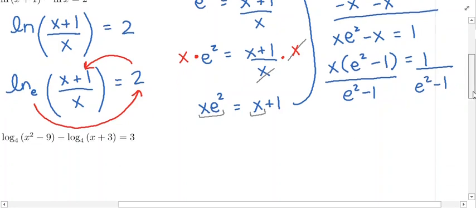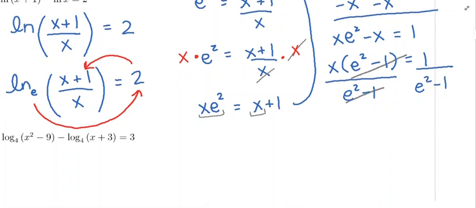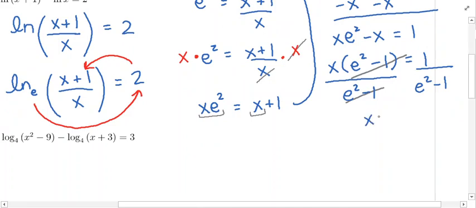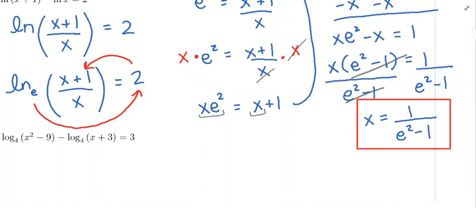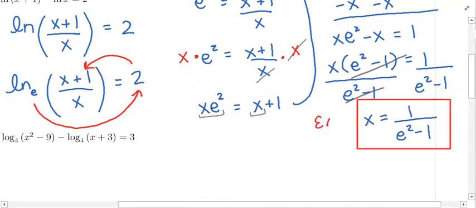Okay, so then on the left side, this will cancel with this. So x is going to be equal to 1 over e squared minus 1. Okay, this is the exact answer. It's not a decimal. It's a funny looking answer, but this is the answer. In the directions we were asked to give the exact answer, which is this.